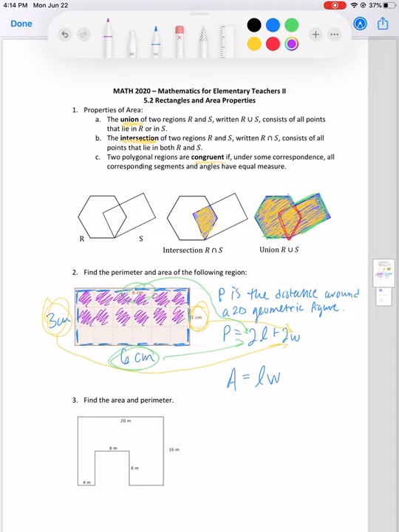Okay, so now I have 12 squares, 13 squares, 14 squares, 15 squares, 16 squares, 17 squares, and 18 squares. Okay, so the area is 18 centimeters squared. But there's a faster way by counting the lengths and then multiplying them. Okay, so we have our length to be 6 centimeters multiplied by, sorry, 3 centimeters for the width. That's equal to 18 centimeters squared.